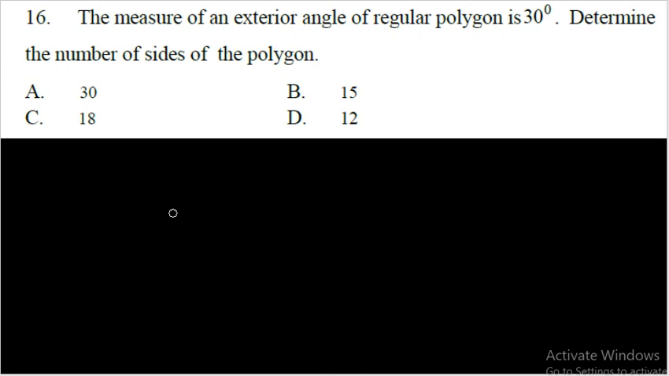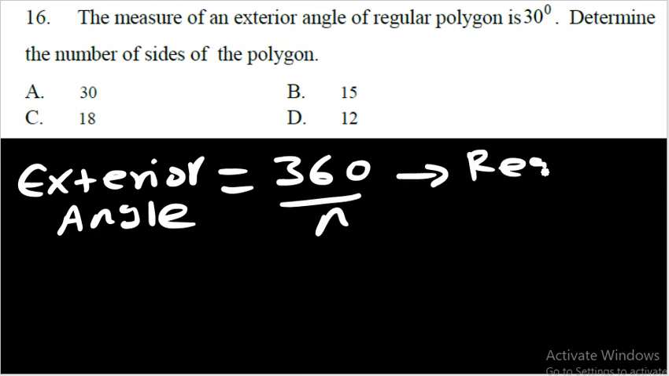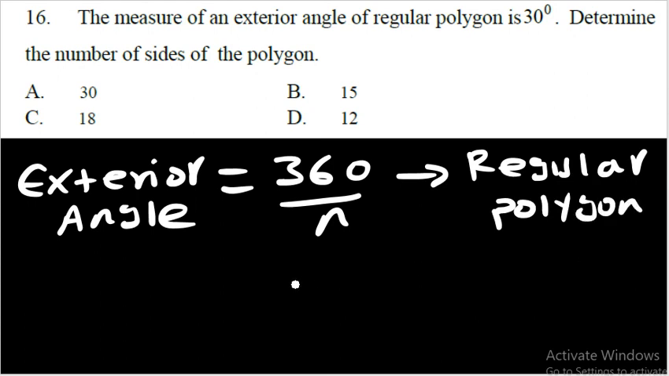It says the measure of an exterior angle of a regular polygon is 360 degrees. Always for a regular polygon, the exterior angle is equal to 360 over n. This always works for a regular polygon. What does regular polygon mean? It is a polygon, any n-sided polygon, where all the sides and all the angles are equal. So this time we call it regular. So if it is regular, the exterior angle will be calculated by the formula.